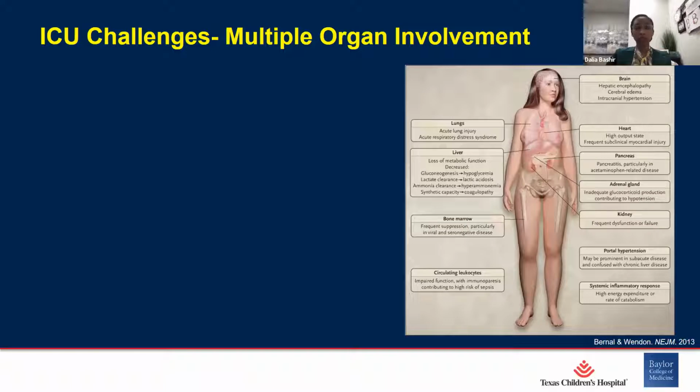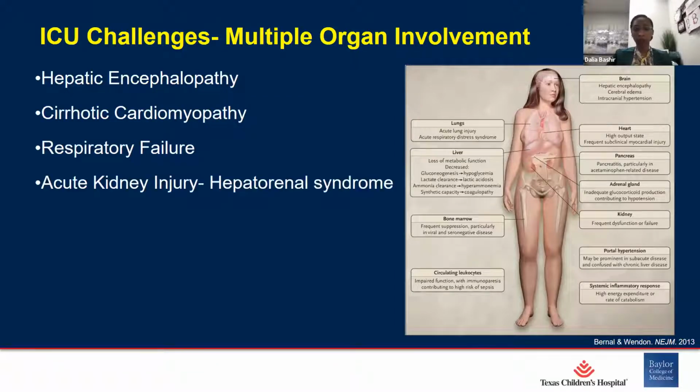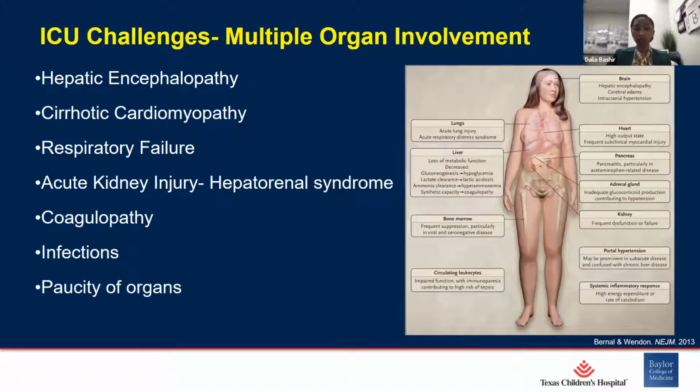So as you can imagine, with an organ like the liver that has a lot of organ crosstalk, the patients that present in liver failure to the ICU put us into a lot of challenges, and they pose a lot of challenge to the ICU physician. The hepatic encephalopathy, cirrhotic cardiomyopathy, respiratory failure, renal failure, and hepatorenal syndrome, coagulopathy, infection risk, and with all of that, a paucity of organs to be able to transplant them and get them to the next stage.